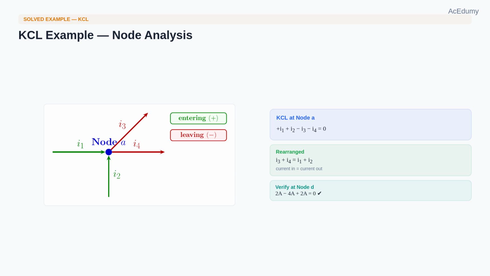Writing KCL at node A: plus I2 plus I5 minus I1 minus I4 equals 0. We can rearrange this as I1 plus I4 equals I2 plus I5. In words, total current in equals total current out. You can write KCL at every node in the circuit. For node D, with known values, 2 amperes minus 4 amperes plus 2 amperes equals 0. The sum is indeed 0, confirming KCL.